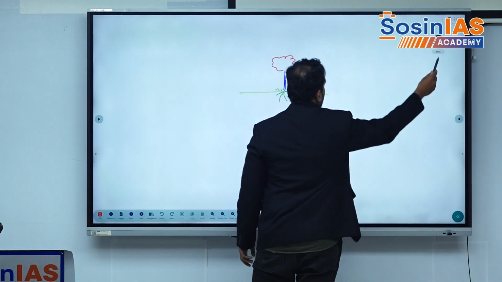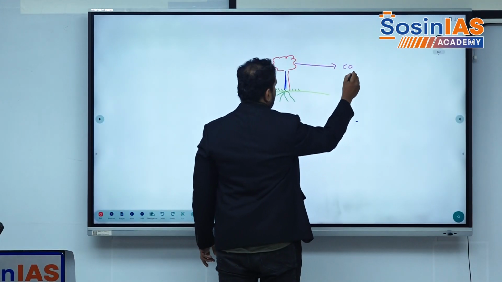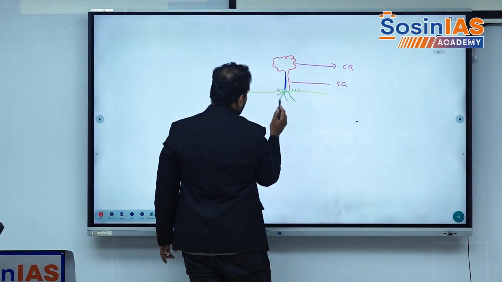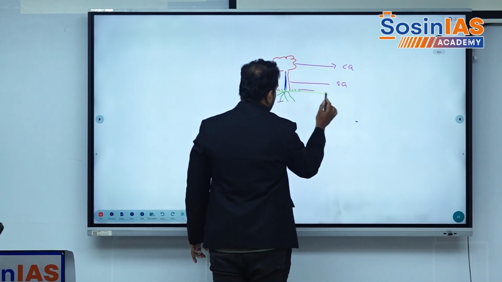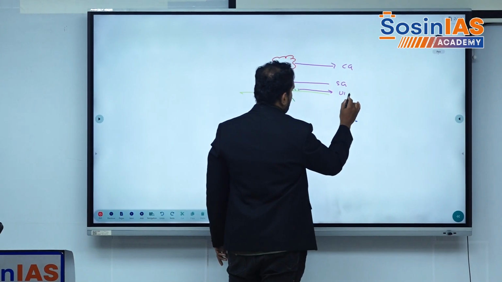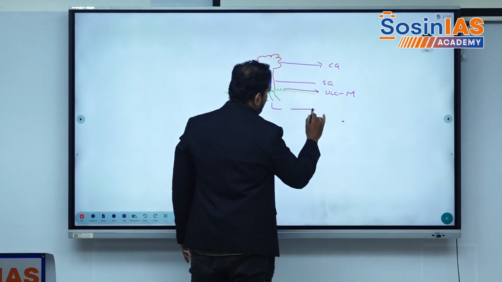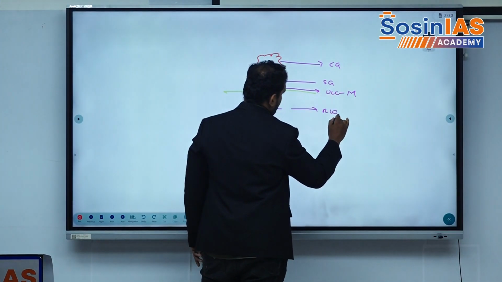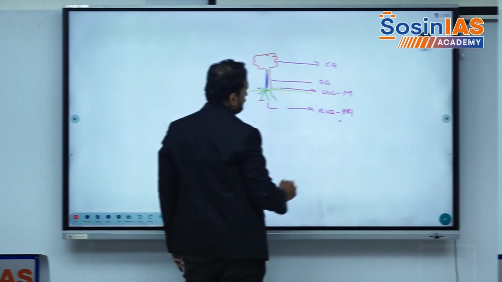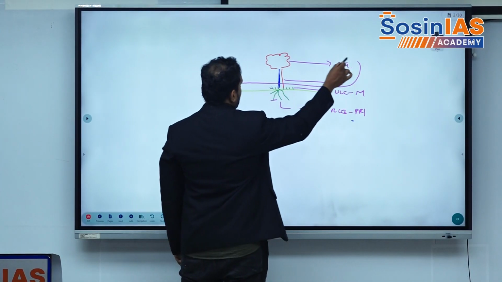Done. Now, this is the central government. This is the state government. This is grass, this is root. Grass is nothing but urban local bodies, nothing but municipalities. Roots are nothing but rural local bodies, nothing but Panchayat Raj institutions. So the constitution of our country has given us what? These two.